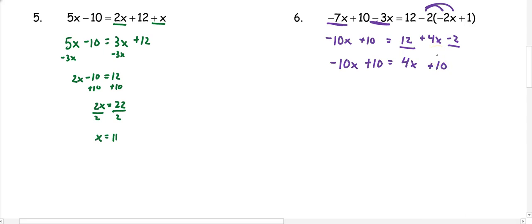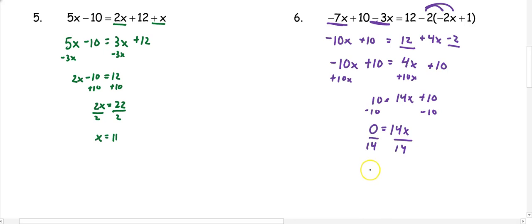So the smaller x is the negative 10x. We're going to add 10x to both sides. 10 equals 14x plus 10. We can subtract 10 from both sides. We get 0 equals 14x. Remember, it's okay if a variable is equal to 0. So when we divide by 14, 0 divided by any number is still 0. So x equals 0.